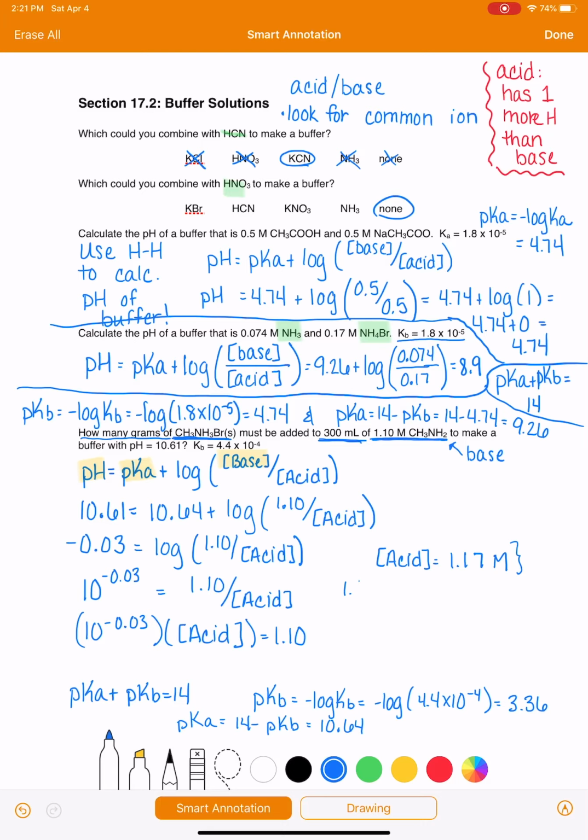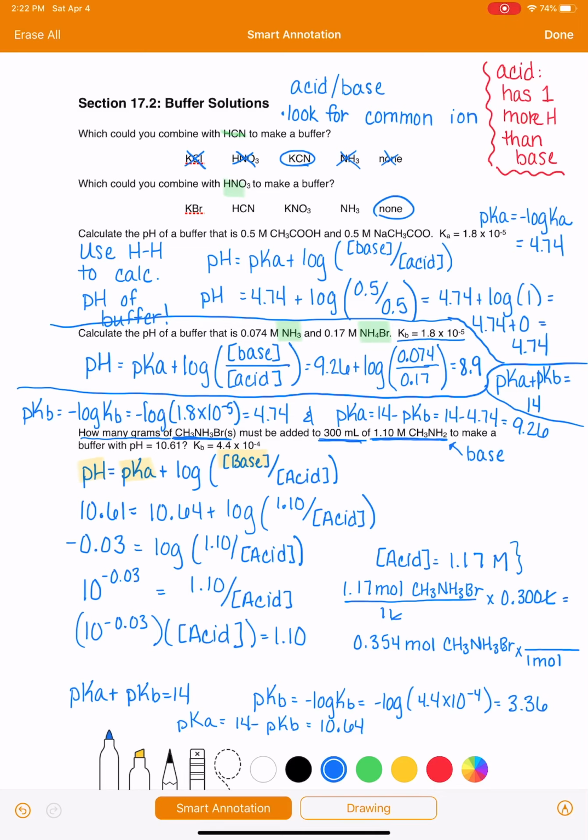So we're going to say 1.17 moles of our acid, which is CH3NH3Br per liter. We actually only want 0.3 liters, 300 milliliters. So that tells us that we want to add 0.354 moles CH3NH3Br.